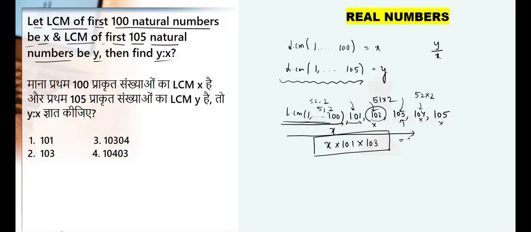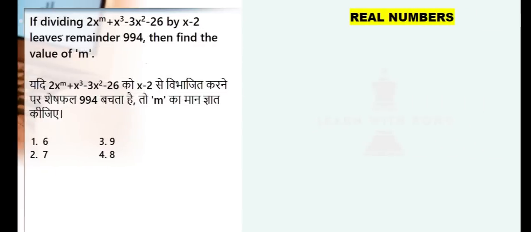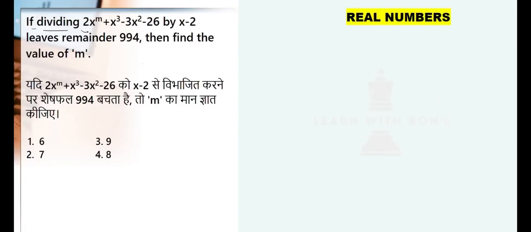This value they gave us as y. They asked us to find y divided by x. So from this equation, y divided by x is 101 times 103, our answer. So the unit digit is 3. So option number 4 here. Next question. See this one. If dividing this complete expression by x minus 2 leaves remainder 994, it seems they ask us to find the value of m.